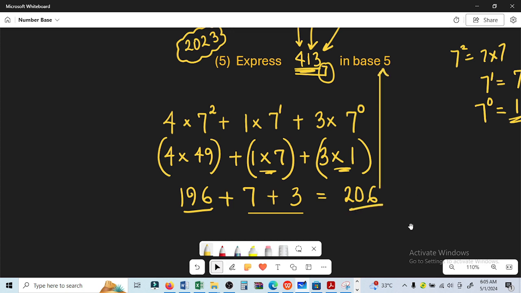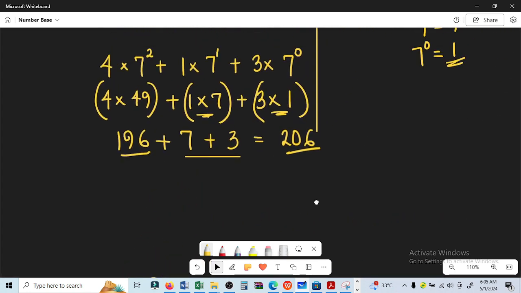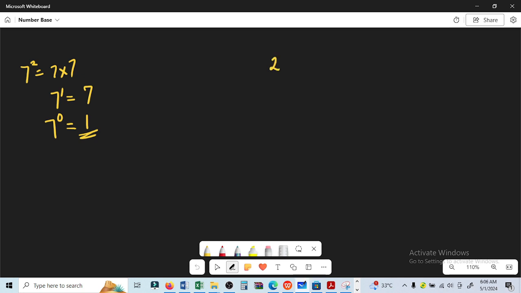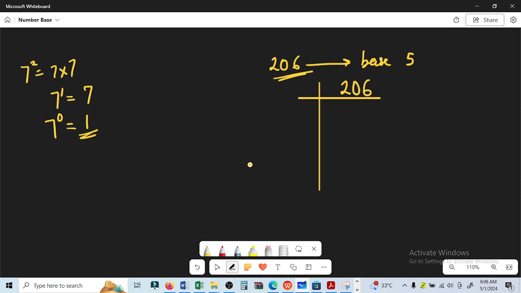So how do we change a base 10 number to base 5? Let me move down here. So this is 206. You're changing it to base 5. How do we do that? So I need to set this up like I want to look for prime numbers. So this 206, I write it here, and then this is 5. So meaning I'm going to divide by 5.